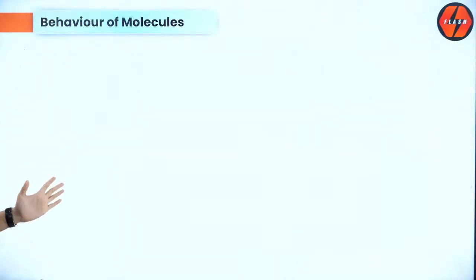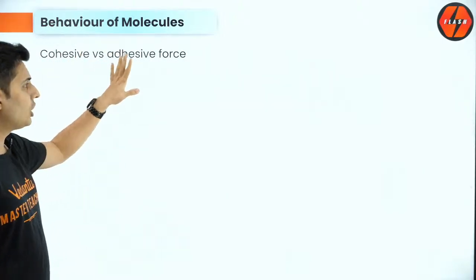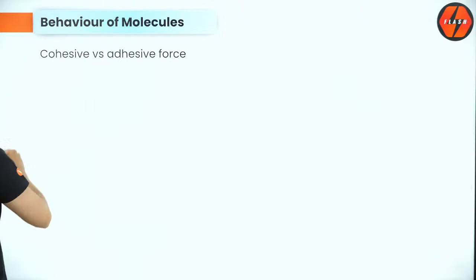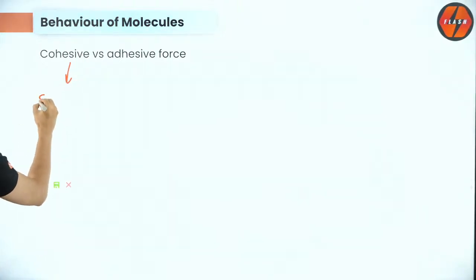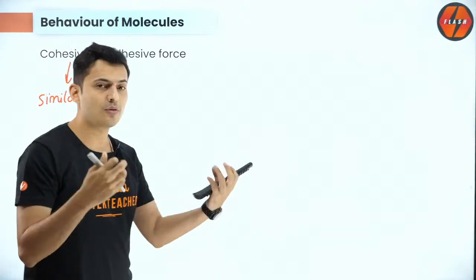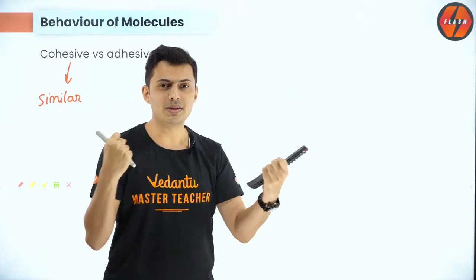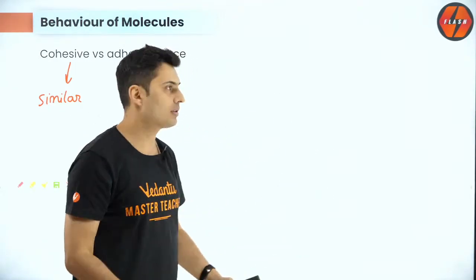So what exactly is happening at the molecular level? First let me talk about cohesive and adhesive forces. What is cohesive? Cohesive force means the forces between similar kinds of molecules. Say, for example, there is a water molecule and another water molecule. Both these molecules exert some kind of force between them. That is called a cohesive force.